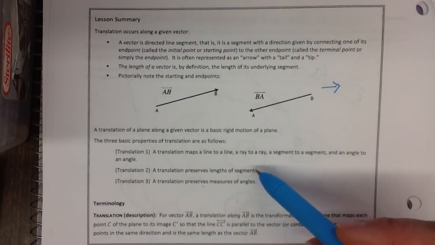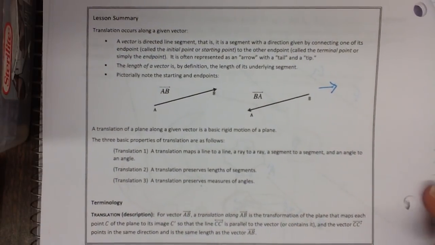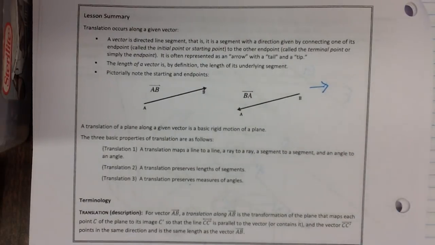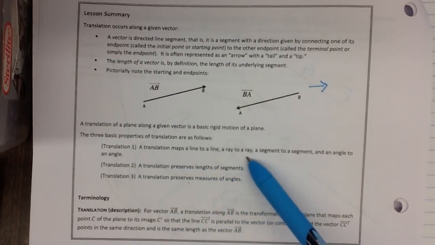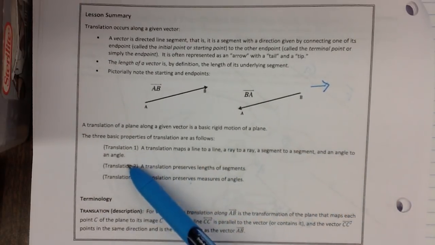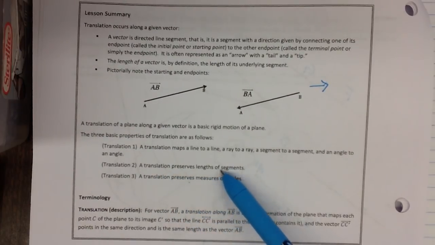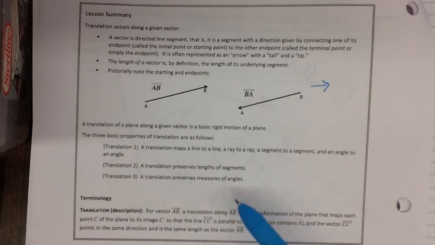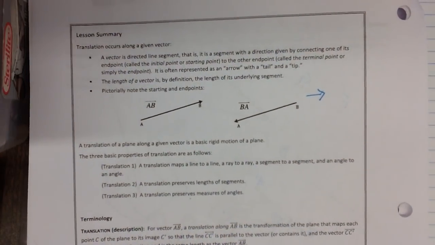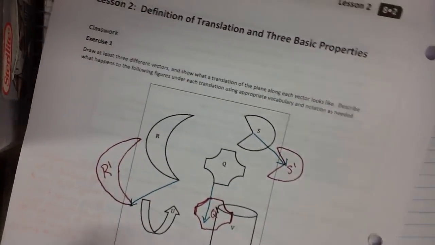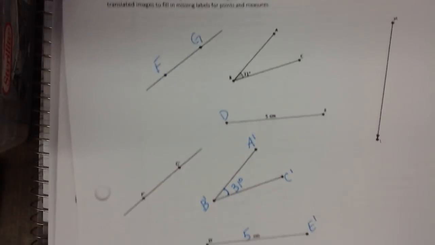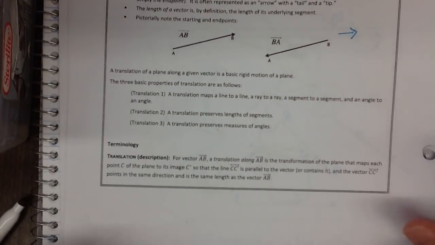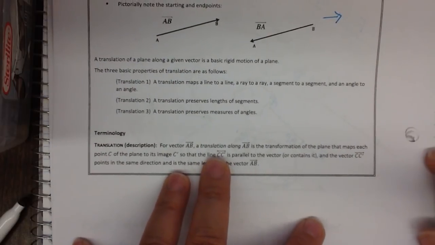And then these are the properties that you're going to use a lot. Okay, and you're going to see them often because some of these properties mirror into the other rigid motions we're going to talk about. So a translation maps a line to a line, a ray to a ray, a segment to a segment, and an angle to an angle. A translation preserves the length of segments. Okay, and a translation preserves the measure of angles. We saw all of this back in exercise 2 right here. Okay, so we saw all of that there. And then there's some terminology there, so you can kind of learn some terminology.